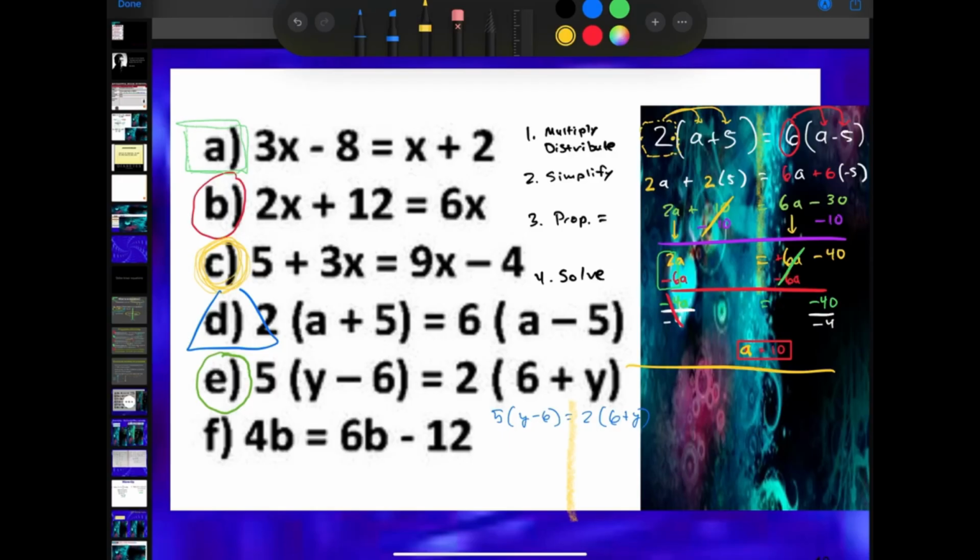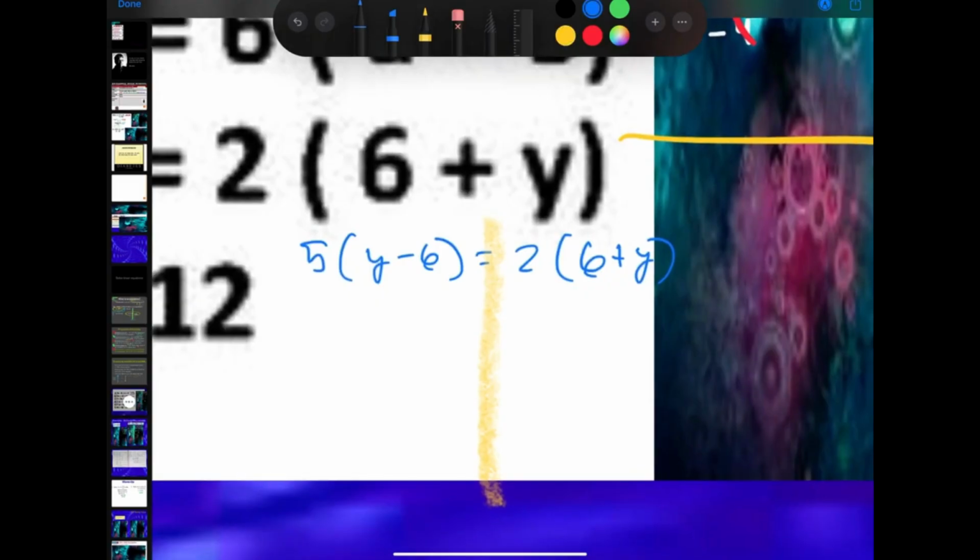Okay? You first. 5y, yeah, what do you get? Negative 30. Class over here, what do we get? Plus 2y. Raise your hand if you got that in your paper. Okay, that's just the first step, distributing, multiplying.